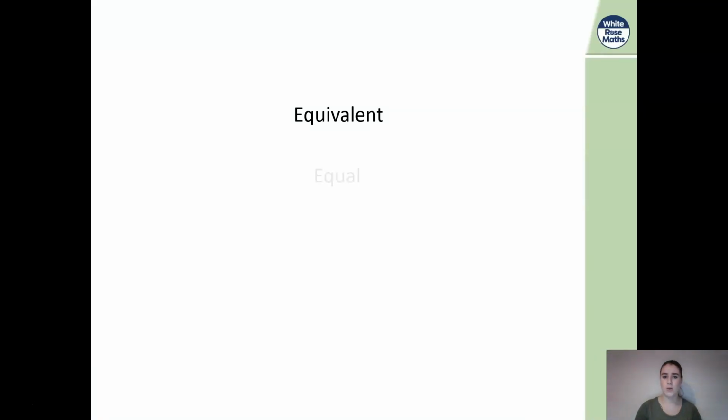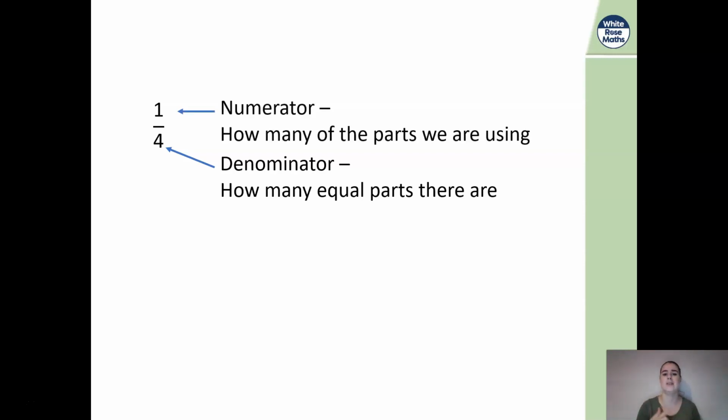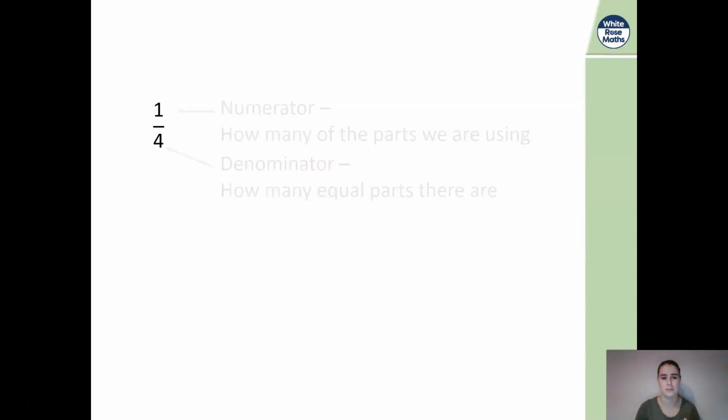So when looking at equivalent fractions, when we say that something is equivalent, it means that it's the same, it's equal to, the amount is exactly the same. Okay, so it's equal. Equivalent, equal. So let's take this fraction. Okay, so we know this is a quarter. Can you remember what the bottom number's called? Good, well done. It's the denominator. So how many equal parts we have altogether? What's the top number called? Numerator. So this tells us how many parts that we're going to be using.